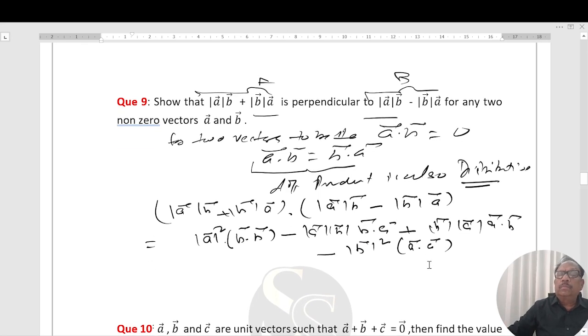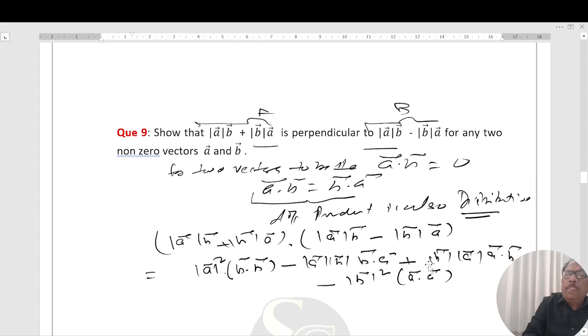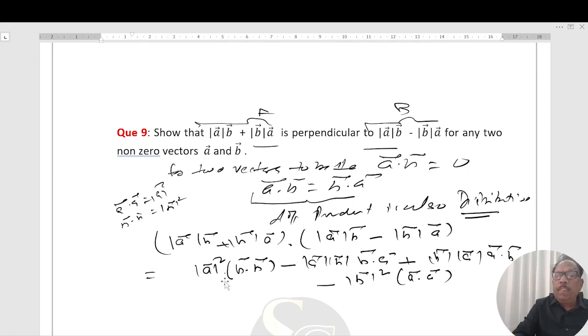Next, A dot A will be magnitude A into cos of 0, A square. Similarly, B dot B will be magnitude B whole square. So this will become A square, this will become B square, this will become A square. This will be cancelled out, and dot product is commutative, B dot A equal to A dot B. This is also cancelled out, which comes out to be 0.